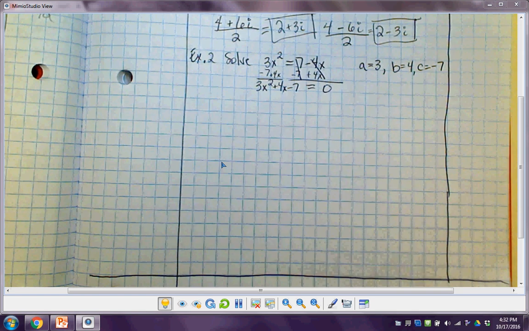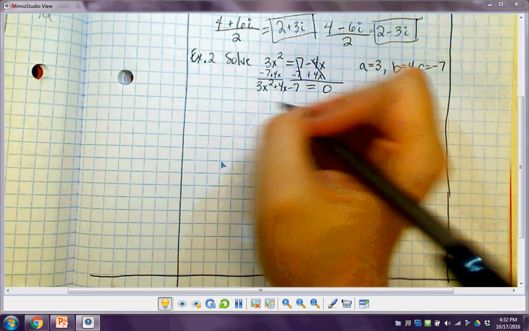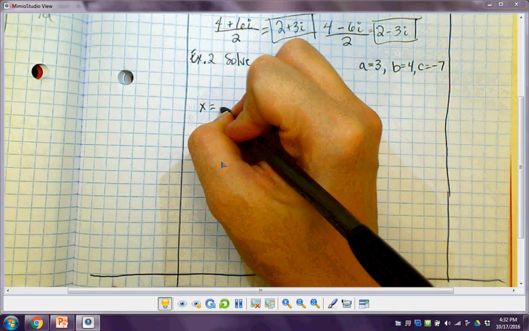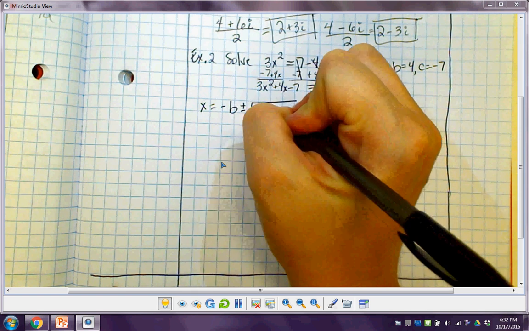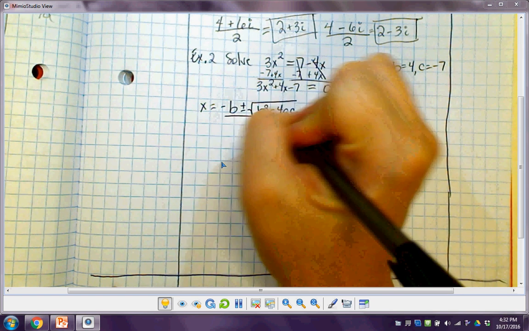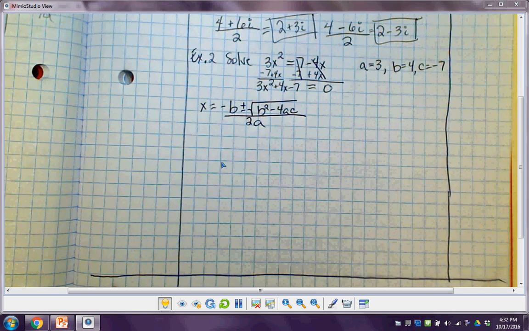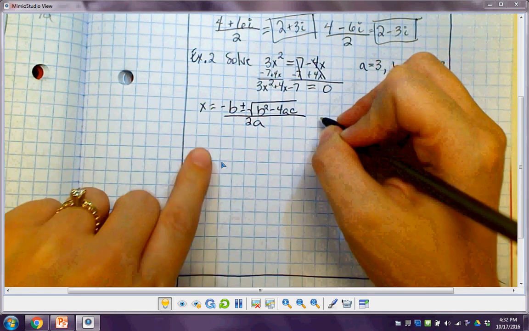Now we can plug into the quadratic equation. X is equal to negative b plus or minus the square root of b squared minus 4ac, all divided by 2a. I can plug in.